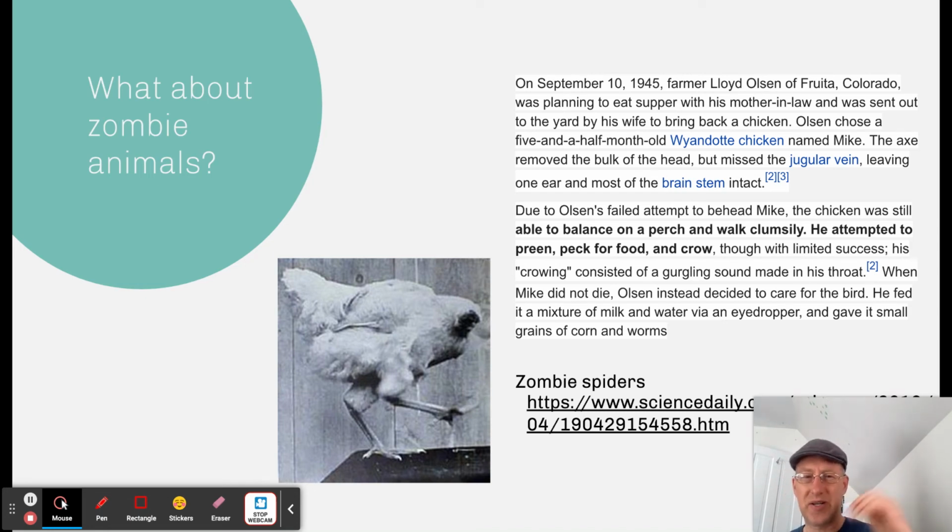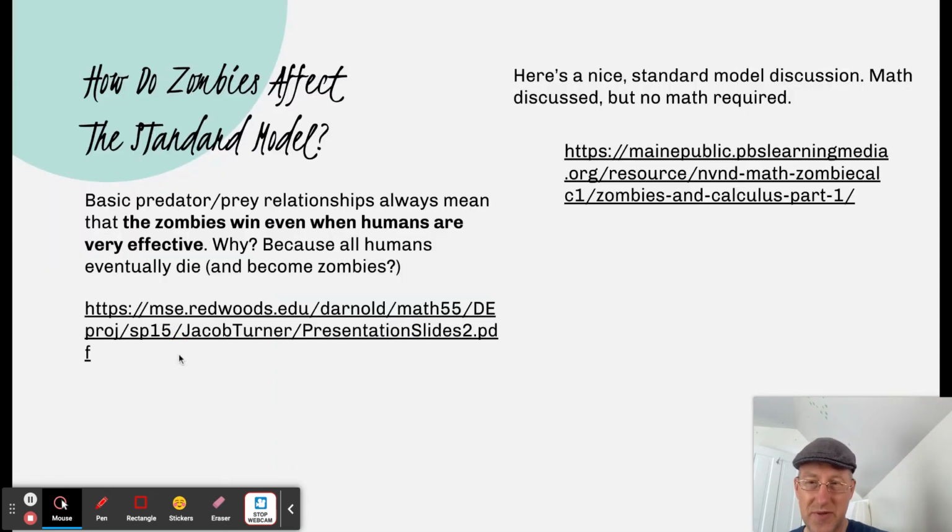Which is interesting because you think about it, you go, wait a second. The whole idea is the headshot kills everything, and this is Mike who isn't dead. And there's other animals that have been zombies. So the trouble is that when we look at the predator-prey relationship, normally more predators, fewer prey, eventually the predators die off. In this case, because The Walking Dead sets up that every human being has the virus, as soon as they die, they become zombies. So in the end, the zombies always win.